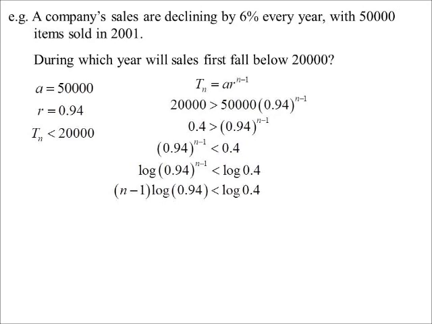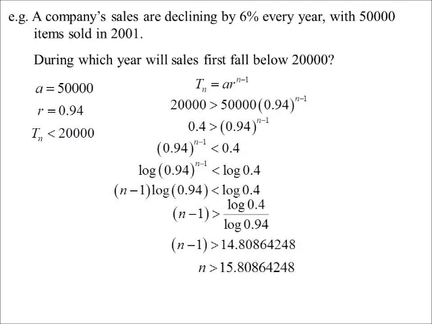So I'm going to have to change the sign, because remember, log of something smaller than 1 is a negative number. So log of 0.94 is actually negative. So I've changed it to a greater than sign. And we get n minus 1 is greater than 14.8, etc., etc. So therefore n is greater.